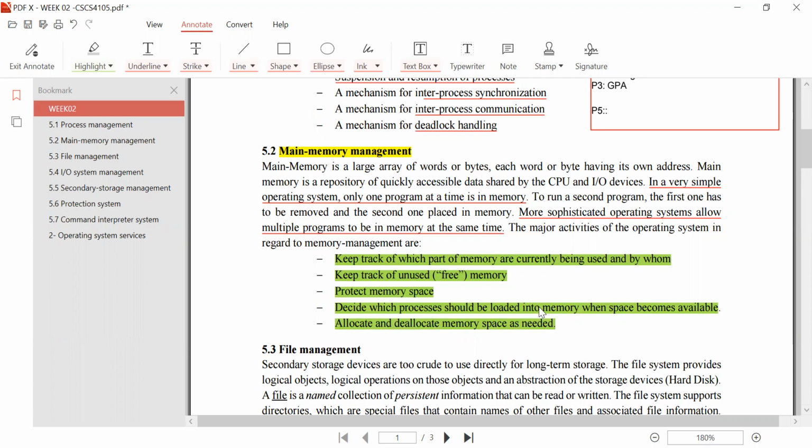It should be loaded into memory. Which process will be loaded next? Is it by first come, first served? Or is it last come, first served? There should be something. First in, first out. Or first in, last out, or first in, first out kind of thing. Round robin, we have techniques like that.